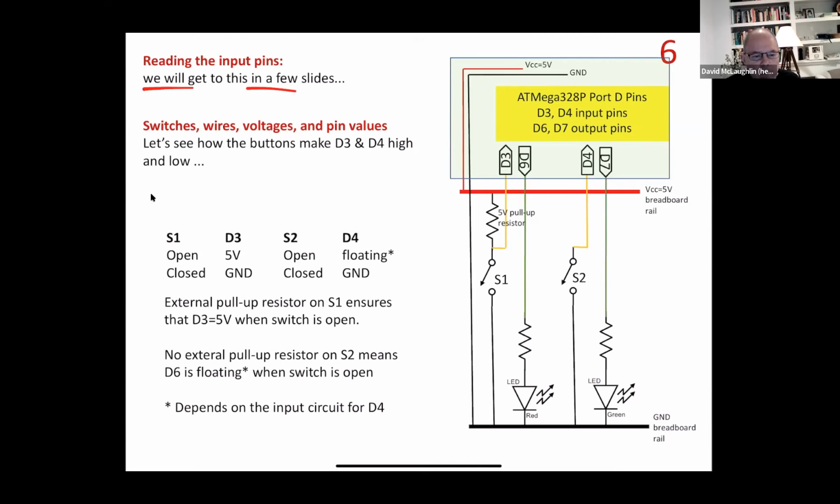So let's now analyze and understand the circuit, because we want to see how the buttons make D3 and D4 high and low. D3 and D4 are our inputs. I've got these switches here, and when I press or release the button on that switch, I want to cause D3 or D4 to go high or low. So let's look at switch S1 first. We'll start out with this one. We'll look first at the case where the switch is open, and that's the way it's shown. It's shown as an open connection between the terminals. I mean, your finger is off the button.